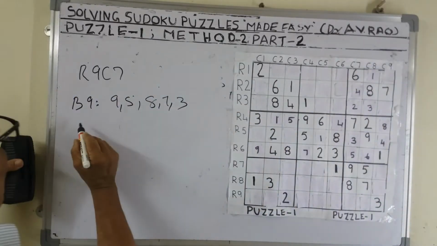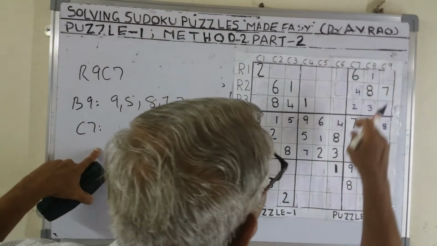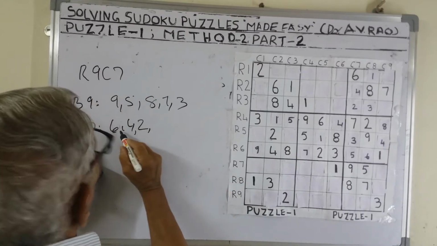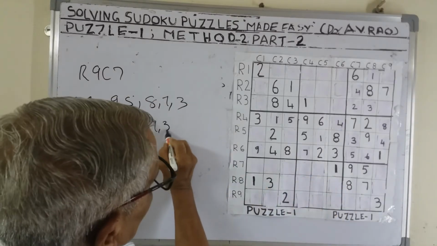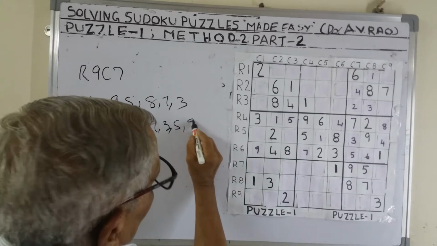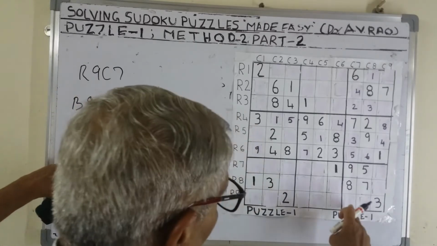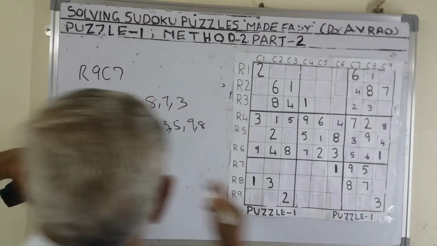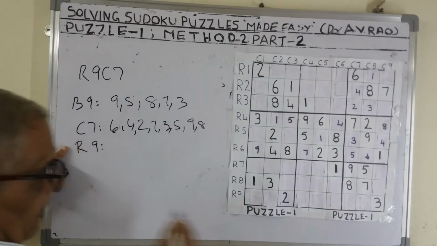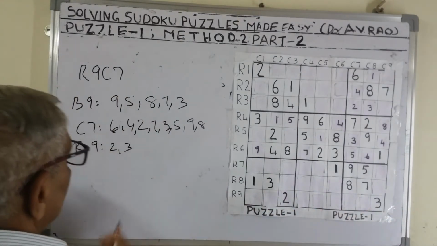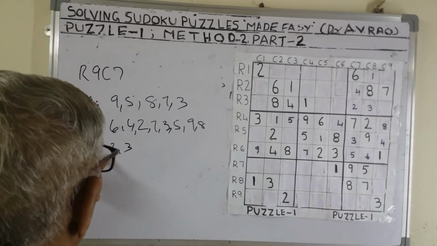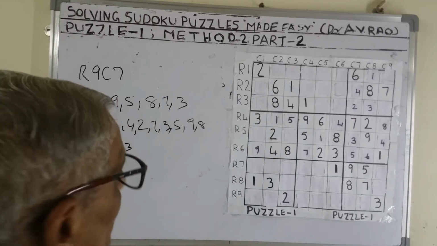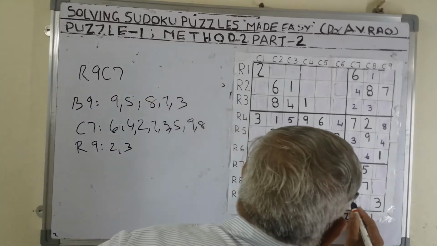Let us take up column C7. What are the numbers? 6, 4, 2, 7, 3, 5, 9 and 8. So only one number is missing. Big box is there, C7, and row R9. 2 and 3 only are present. Now let us see. 2, 3, 4, 5, 6, 7, 8, 9. So 1 is missing. So let us fill in 1 here.